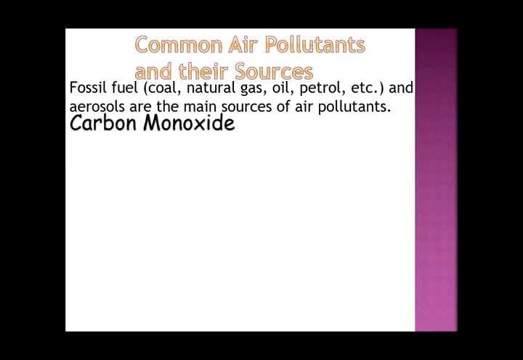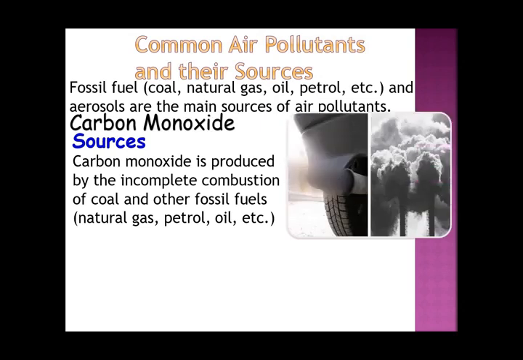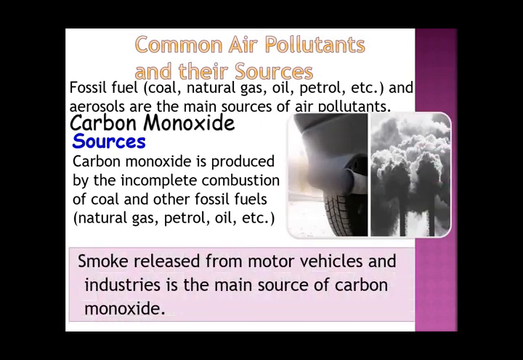Now we will discuss some common air pollutants and their sources. Fossil fuels like coal, natural gas, oil, petrol, etc. and aerosols are the main sources of air pollutants. One of the common air pollutants is carbon monoxide. Naturally, carbon monoxide is produced by the decomposition of organic matter and in volcanic eruptions, but it is also produced due to certain human activities, and particularly the combustion of fossil fuels. Carbon monoxide is produced by the incomplete combustion of coal and other fossil fuels like natural gas, petrol, oil.